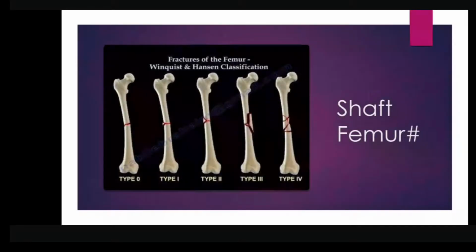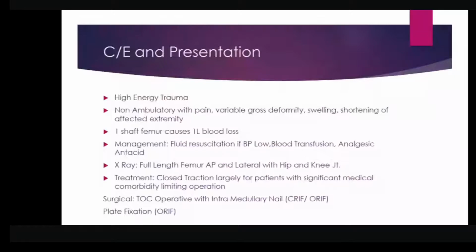That is the comminution. So see, the high energy trauma, non-ambulatory pain, gross deformity, swelling, shortening. Management is always that quick resuscitation is important. So when a patient with, you think, shaft femur, check pulse, BP. Pulse will be tachycardia, blood pressure will be lowered. Give him crystalloid, blood transfusion, analgesic, antacid, splint, Thomas splint for immobilization, then do X-ray in a hemodynamically stable patient, or a portable X-ray can be done in ER.